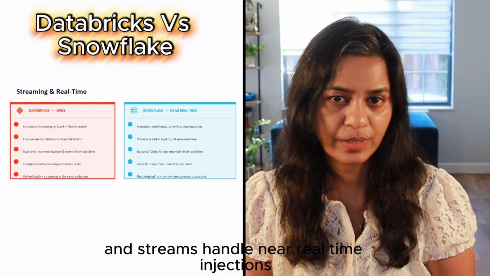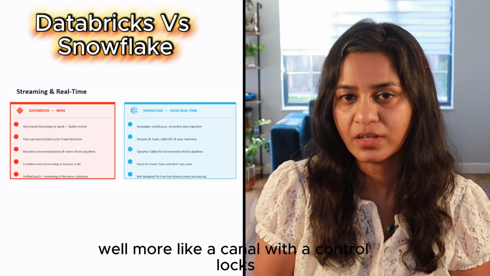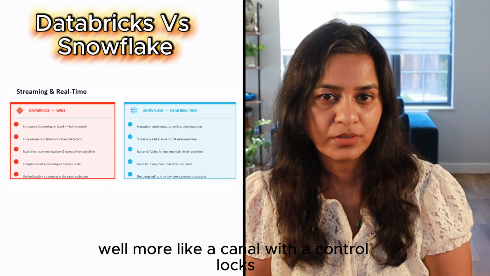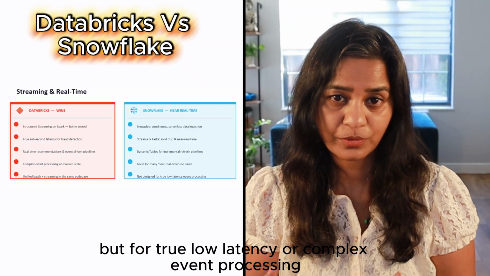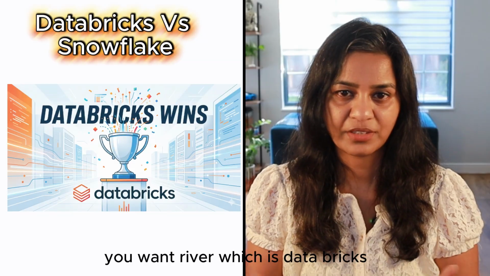Snowflake's Snowpipe and streams handle near real-time ingestion well, more like a canal with the control logs. Great for many use cases, but for true low latency or complex event processing, you want a river, which is Databricks.